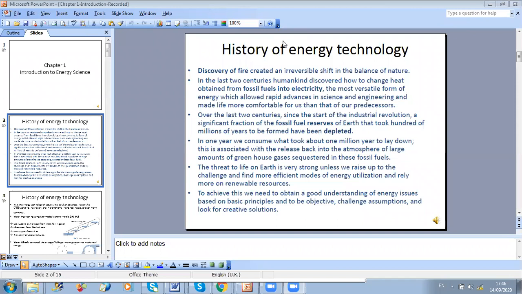So there is a lot of disadvantages in using fossil fuels, so we should try to look at engineering strategies to come up with new techniques to produce energy while having less harmful effects.